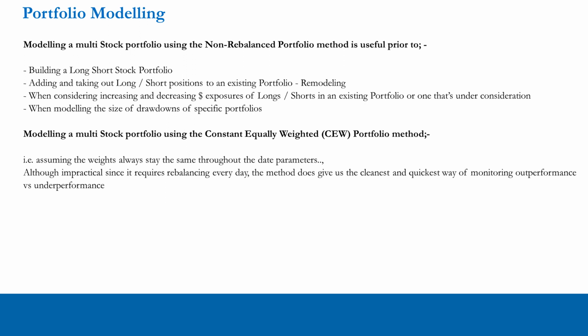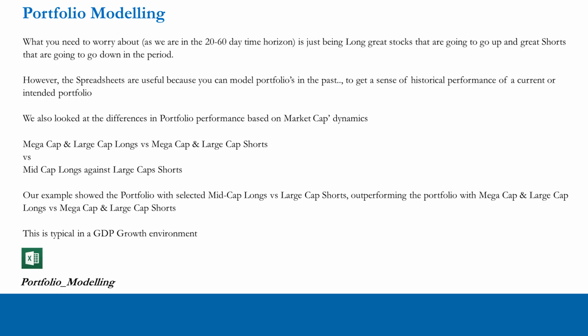But you have to remember, guys, and as Chris pointed out, this is all statistical, rigorous processing. What you really need to worry about, because we are in the 20 to 60 day time horizon, is your trade ideas. It's just being long great stocks that are going up and great shorts that are going down in our chosen time period. There is a bigger picture to this. We're looking at past data.